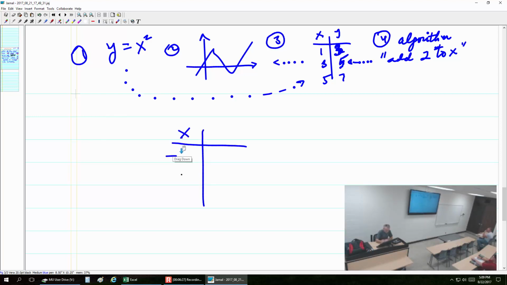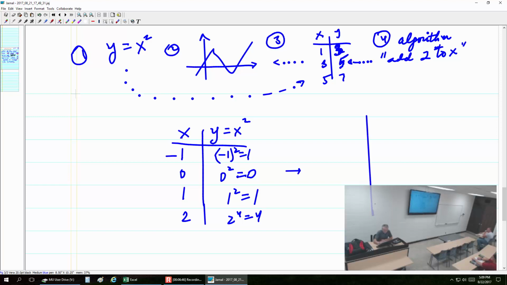X, I pick, say, -1, 0, 1, 2, and then I write here y equals x squared. -1 squared is equal to 1, 0 squared is equal to 0, 1 squared is equal to 1, 2 squared is equal to 4. So then my table, once all the computations have been carried out, has -1, 1; 0, 0; 1, 1; and 2, 4. And these are the points for me to plot.